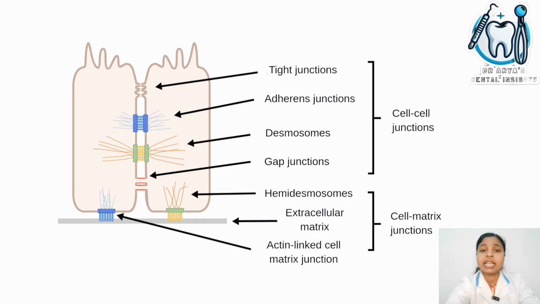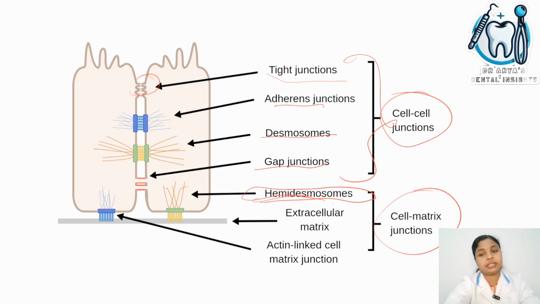Here this is the tight junction. These are the adherens junction. These are the desmosomes and these are the gap junctions. And these will constitute the cell-cell junctions. And here hemidesmosomes is a cell matrix junction. Okay, and also actin-linked cell matrix junction and extracellular matrix. So this is the extracellular matrix and these are the two cells. So cell to cell junctions are tight junction, adherens junction, desmosomes and gap junction.